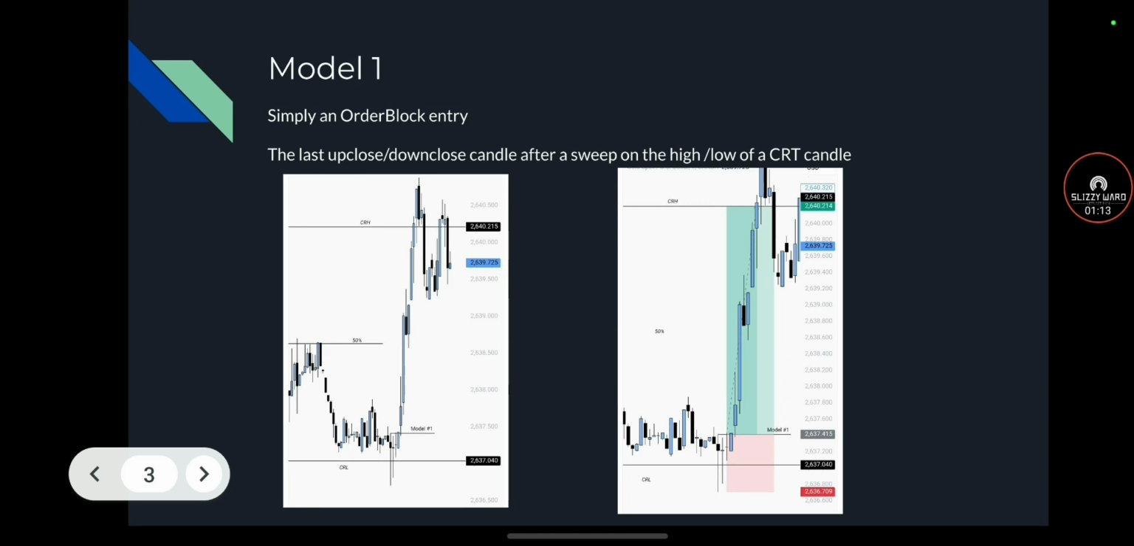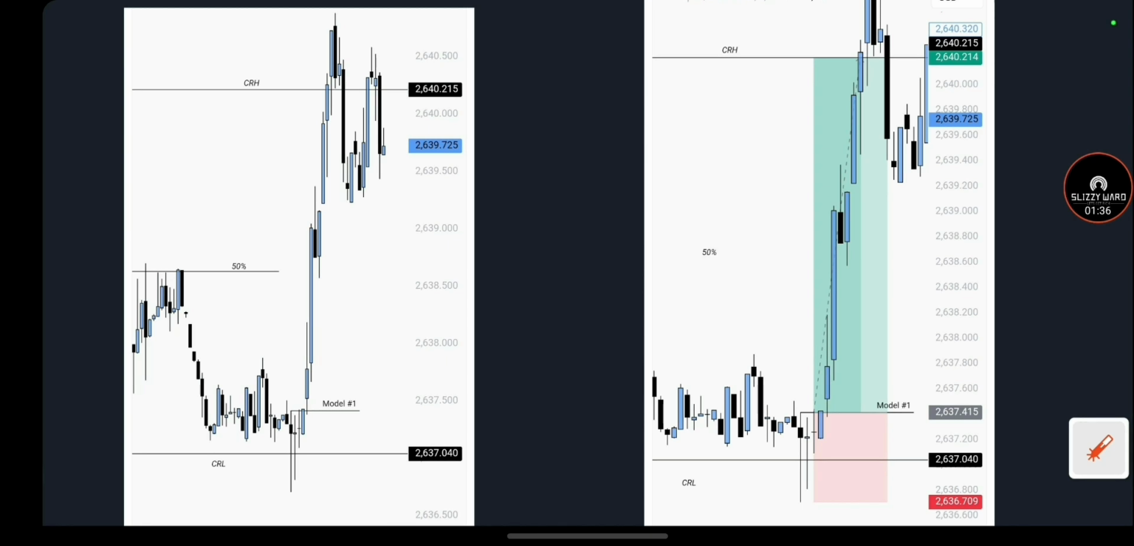Model 1. The model 1 is simply an order block entry. It is the last up close or down close candle after sweeping of a high or low of a CRT candle. Looking at this image right here, we can clearly see that we have this candle, the last candle, which broke the candle range low and it closed above.